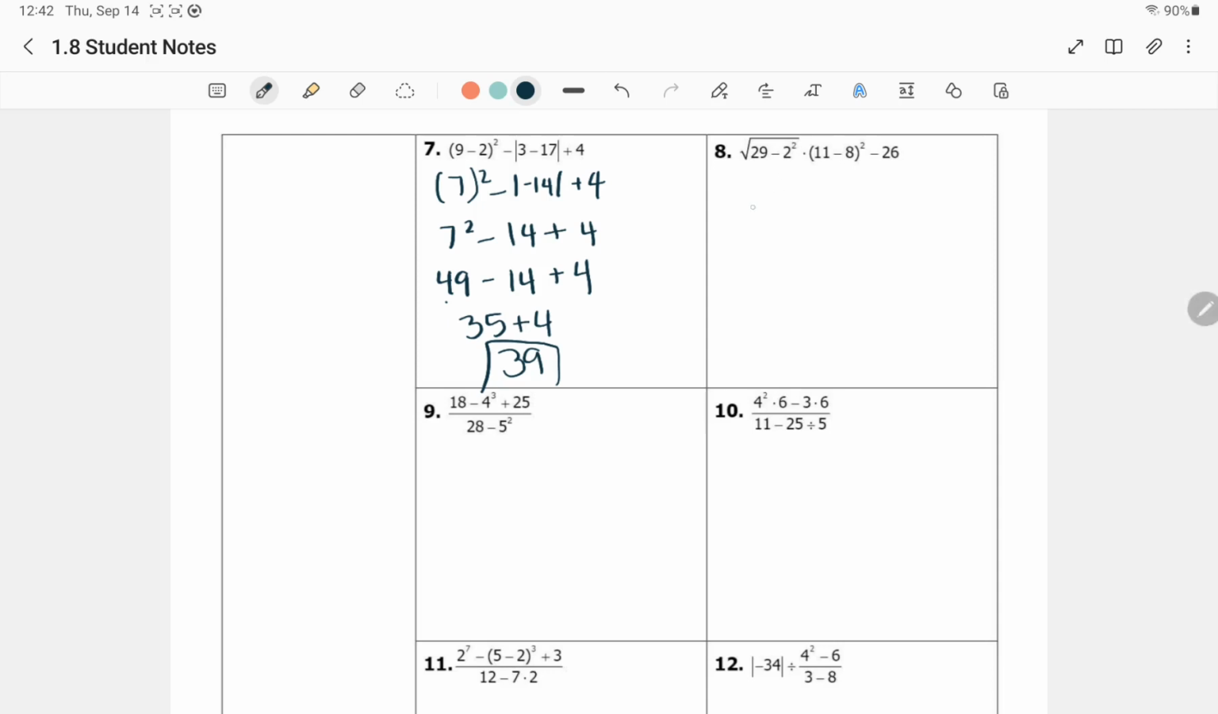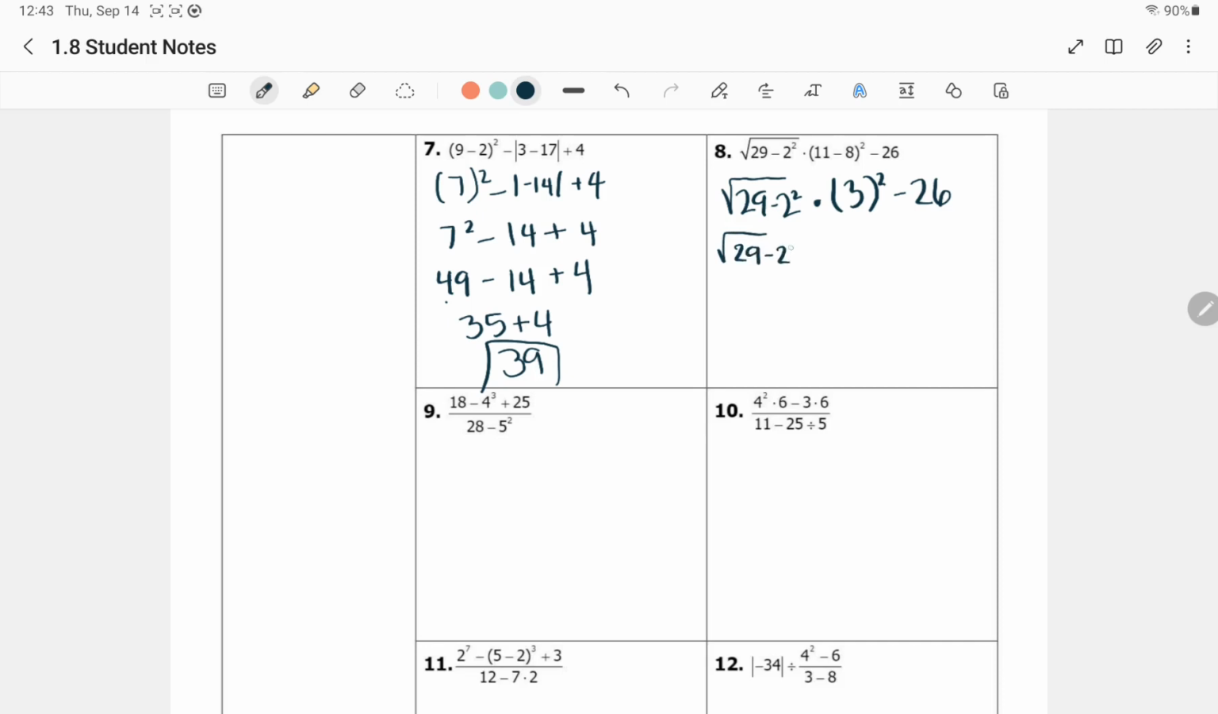Number 8. I see a radical sign, and then exponents underneath there, times, I see parentheses. So we're going to rewrite this first. Well, we're not supposed to do radical signs first. We're supposed to do parentheses first. So I'm going to rewrite this squared times. What's in parentheses is 11 minus 8, which is 3. And then there's an exponent on there, minus 26. So let's do this again.